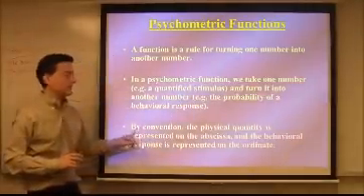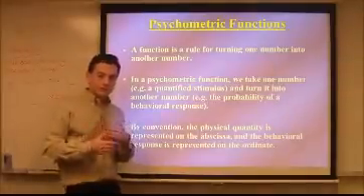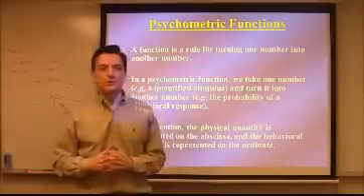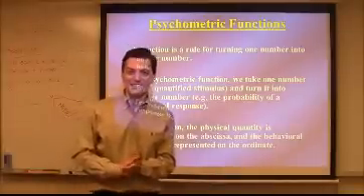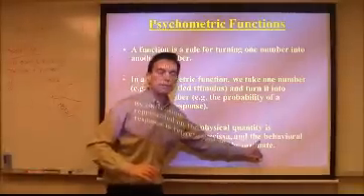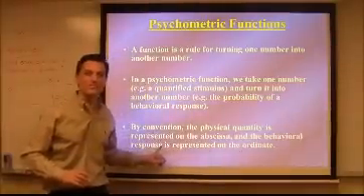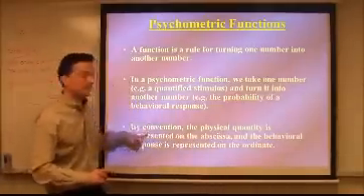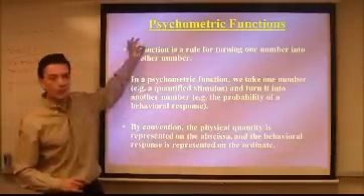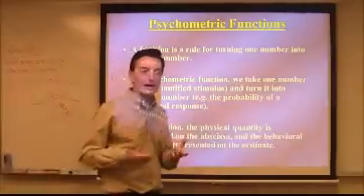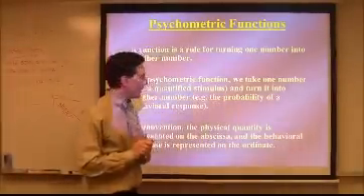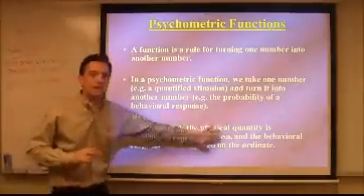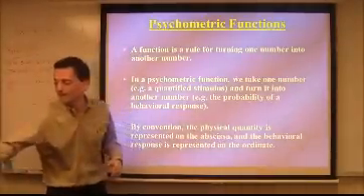So by convention, the physical quantity that we're going to have in our psychometric function will be represented on the abscissa. And for those of you who are not recalling, abscissa is a very fancy word for the x-axis. This is typically where our independent variable goes. And the behavioral response will be represented on the ordinate. That's the fancy word that we have, ordinate, for the y-axis or the vertical axis. That's typically where our dependent variable goes. Okay, so we have this idea of a psychometric function, and we have some idea about what's going on what axis now.